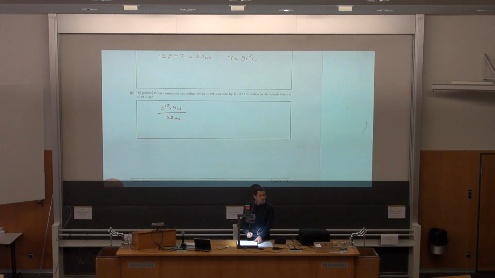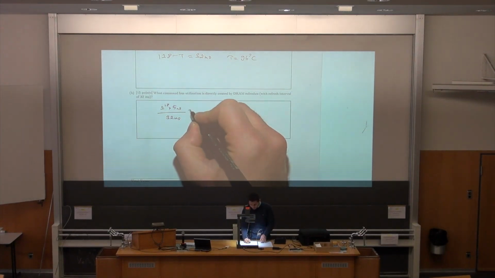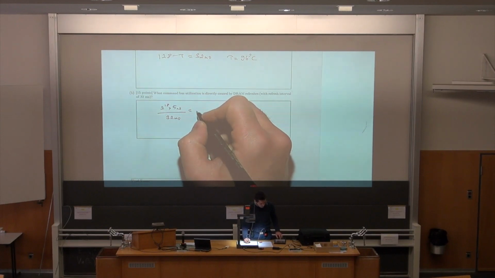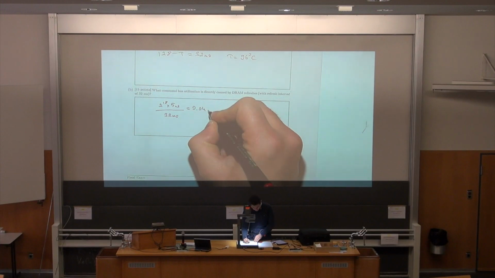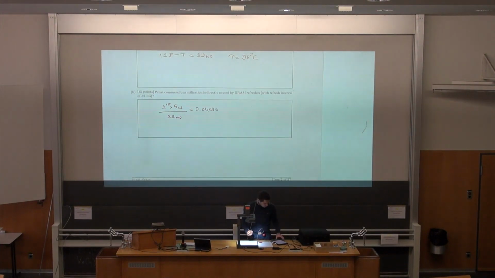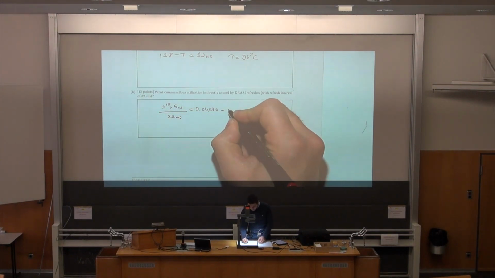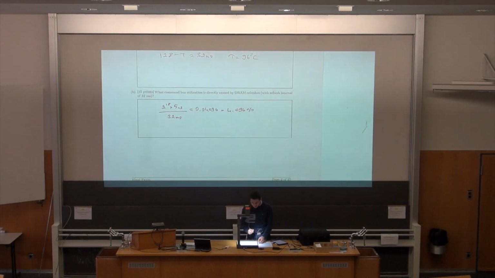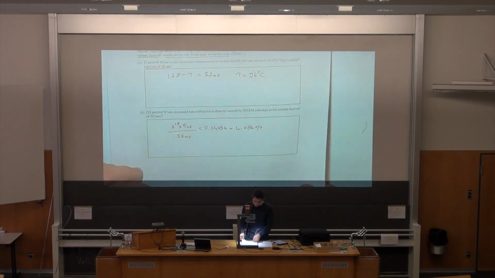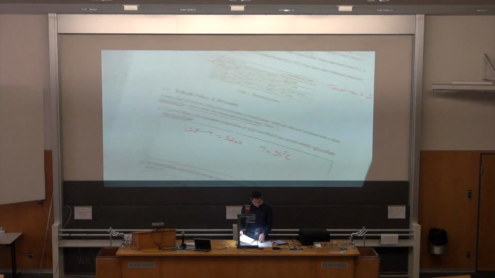This is the fraction of the command bus utilization, and this number will be, I believe, 0. Let me check. Yes, so the percentage is this one. All right, so this was the first question, first policy.